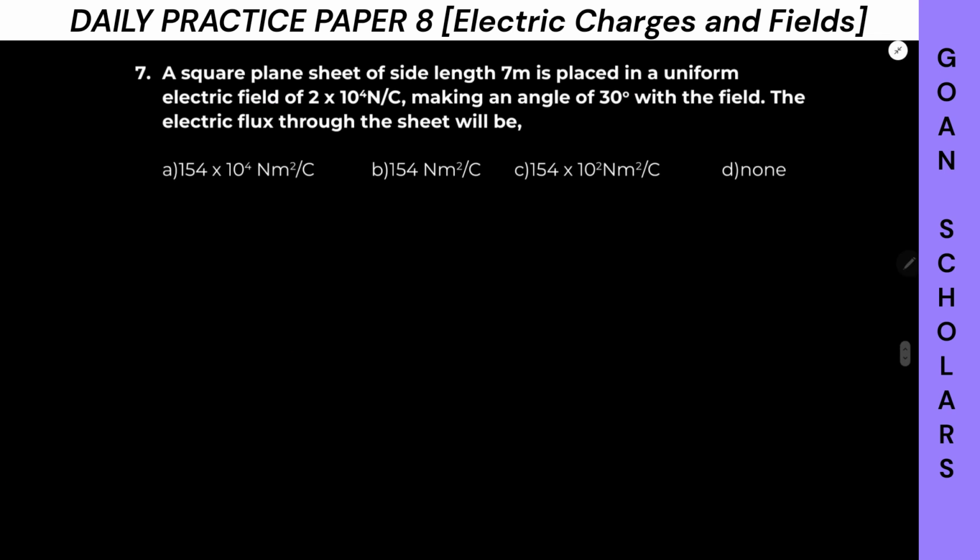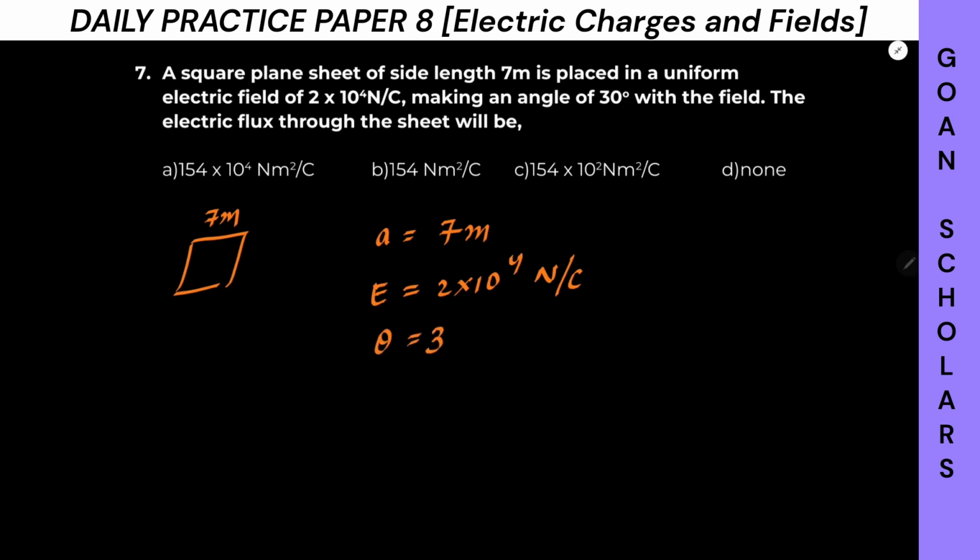A square plane sheet of side length 7 meters. So there is a square sheet here, and each side is 7 meters. So I am writing here A equals 7 meter. It is placed in a uniform electric field E equals 2 into 10 to the power 4 Newton per coulomb, making an angle of 30 degrees with the field. So theta is 30 degrees. Listen very carefully. This angle is between the electric field, let's say the electric field is going like this.